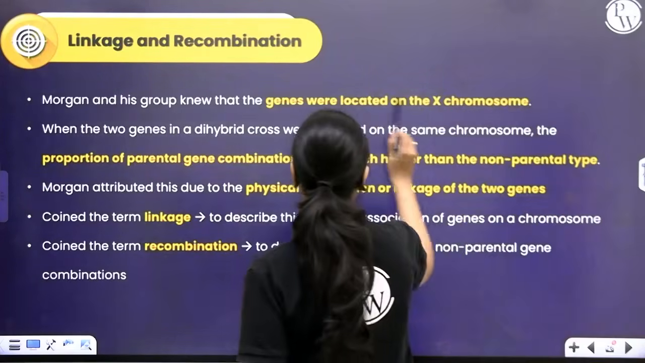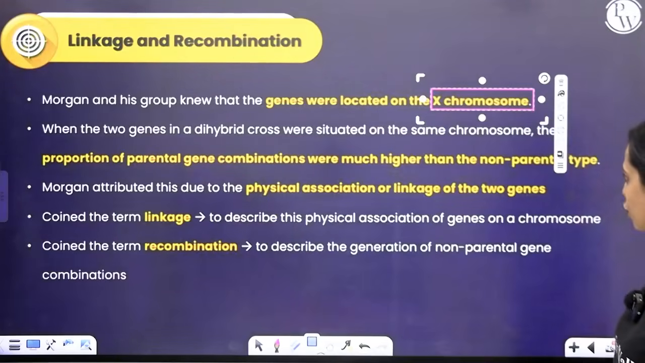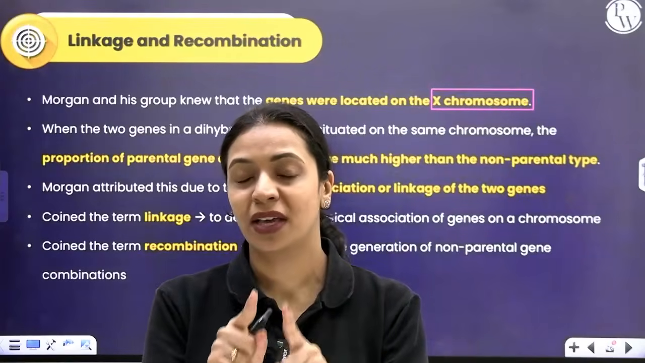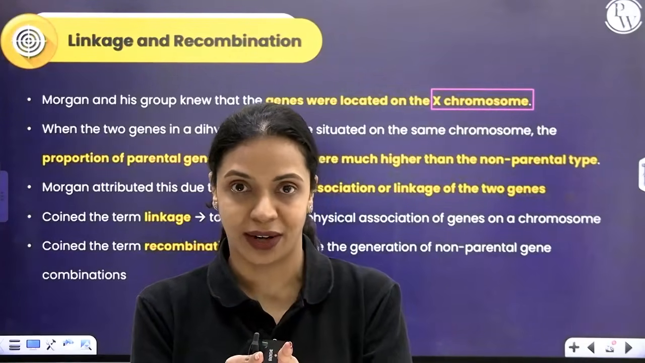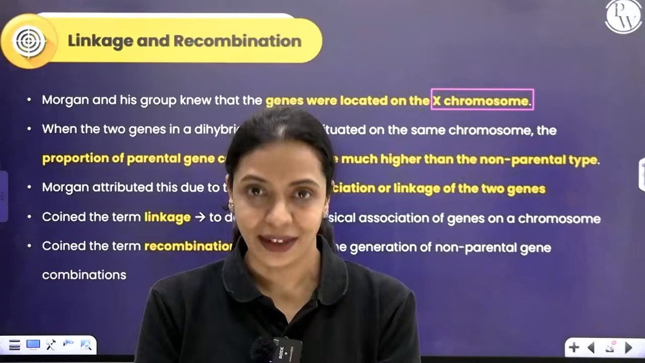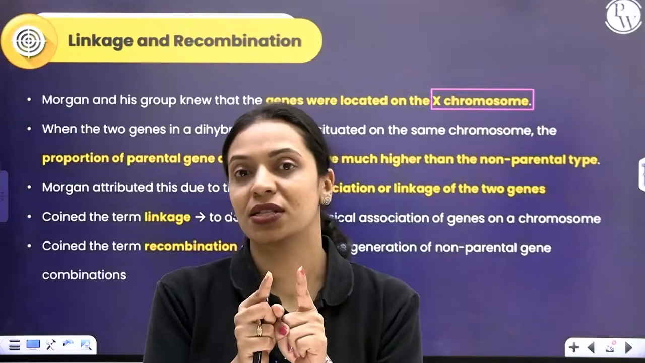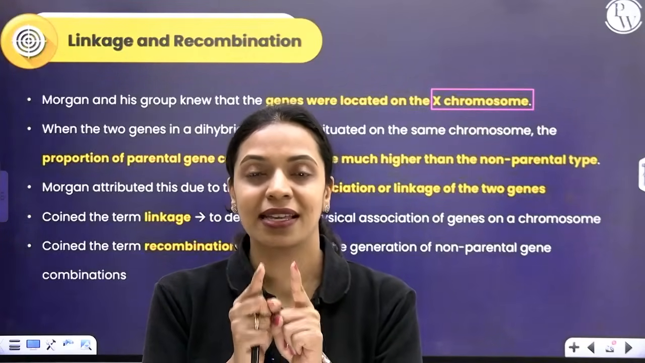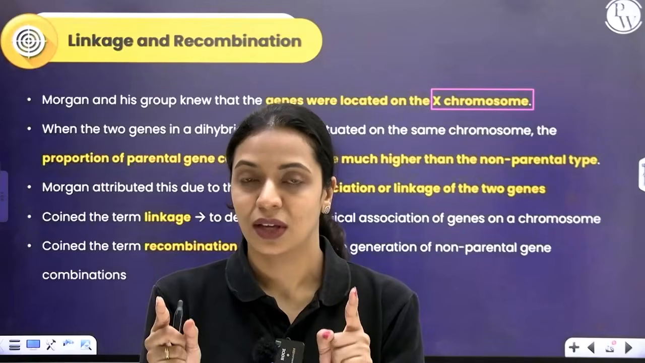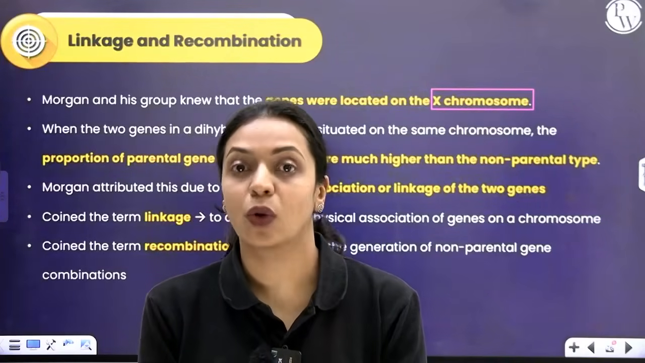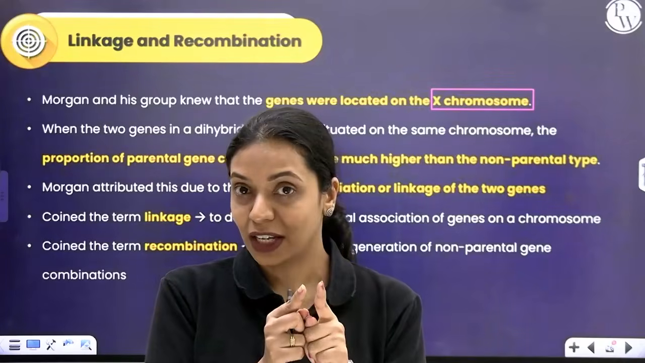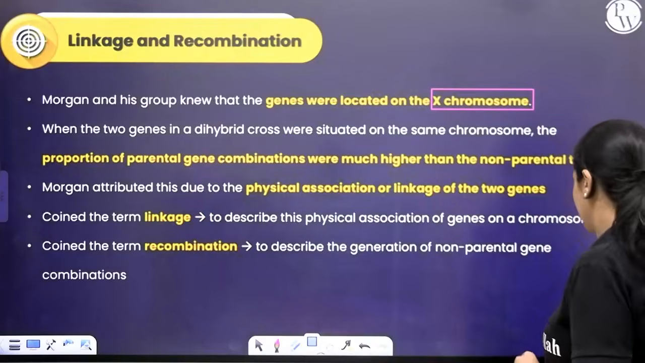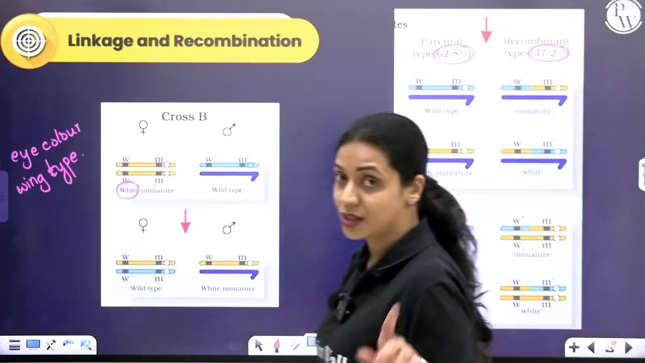What he already knew was that the genes were located on the X chromosome. Whenever 2 genes are located on the same chromosome and you're performing a dihybrid cross using those 2 characters, how many recombinants you get depends on how close they are to each other, or the distance between them. If the distance between the 2 genes is large, then the number of recombinants you get also will be more. If the 2 genes are present very close to each other, then the number of recombinants that you will get will also be less. Okay, so I want you to notice here, in the second cross he got more recombinants.